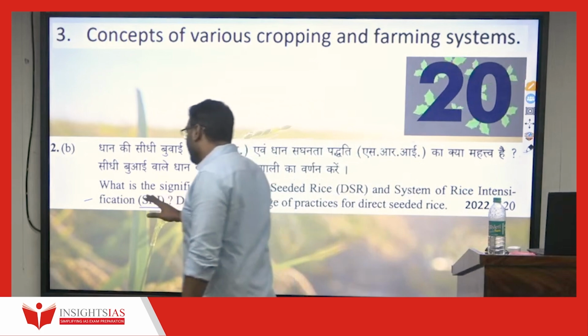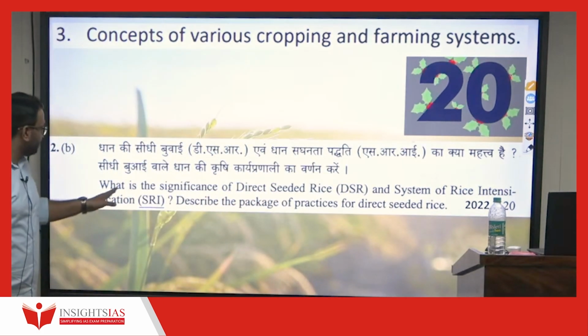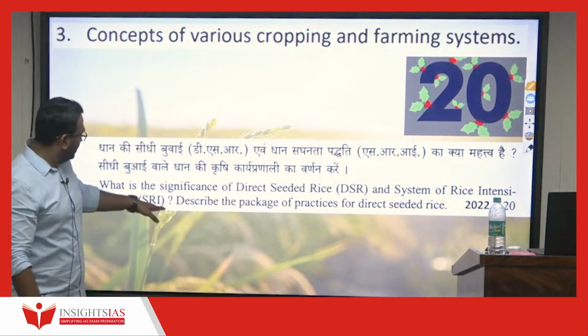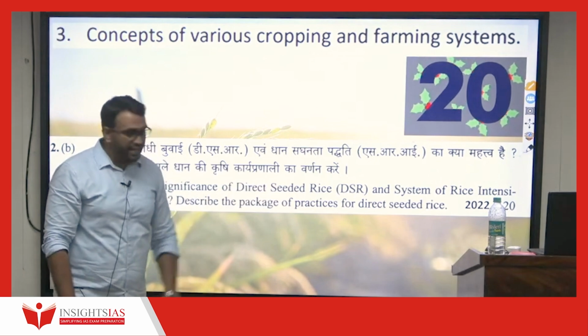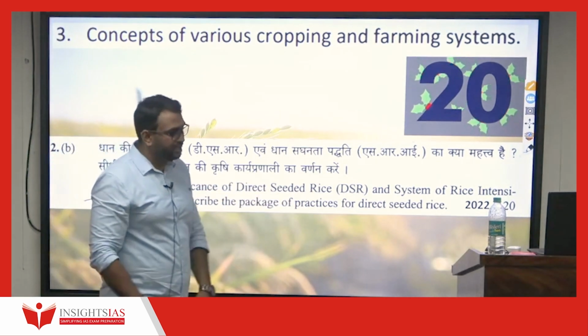If you read the question, it is simple. There are 2 parts in this. One is the significance of the 2 methods given, DSR and SRI, and then describe the POP for direct seeded rice. Since this is a 20 marks question, how many pages would there be in the exam?